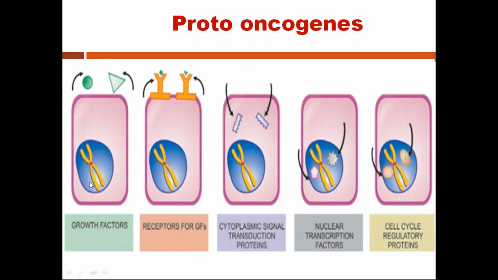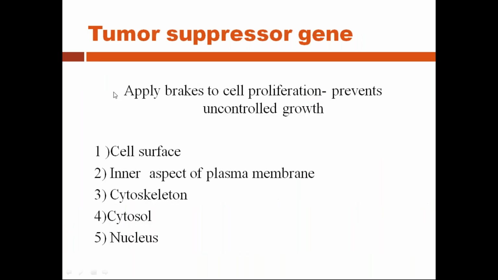So that's about the proto-oncogenes and the examples and where it is overexpressed or abnormal in which tumors. Next, coming to the tumor suppressor genes. I told you they cause cell cycle arrest. Where all are they present? They are present on the cell surface, on the inner aspect of the plasma membrane, a part of the cytoskeleton, and present in the cytoplasm and nucleus. So we'll see the examples which come under all these categories.